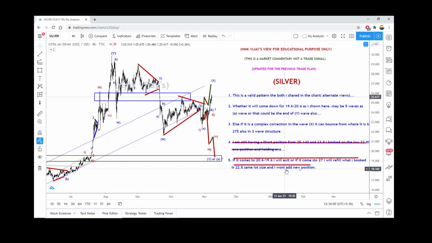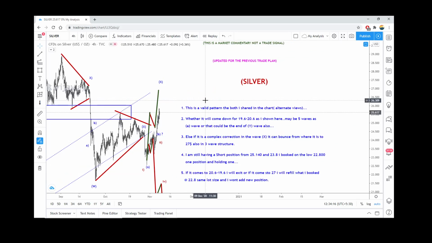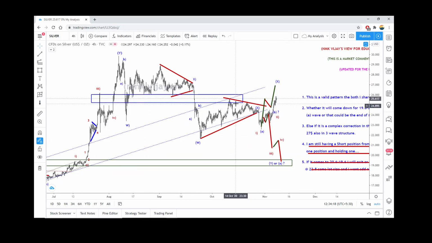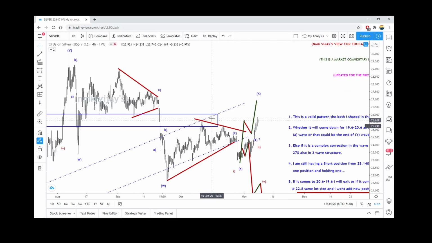So what we have to do is, if it comes to that 26, we need to exit my position. Otherwise, if it comes to that 27, I will refill, and what I booked at 22.8, I booked the profit. So I will add that position. So as per this I am working. Now this triangle got invalid, so we will just delete this, and we will delete this also.